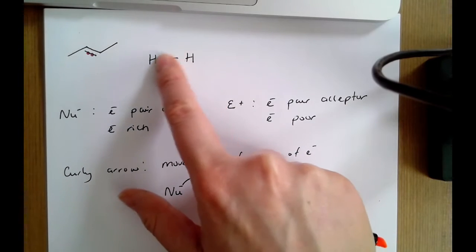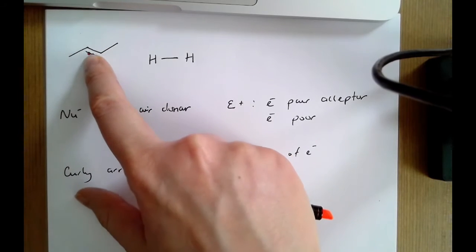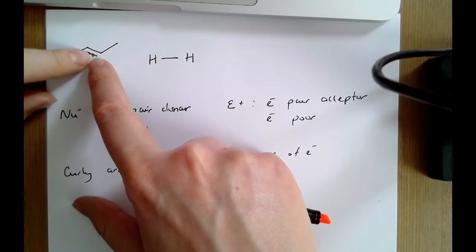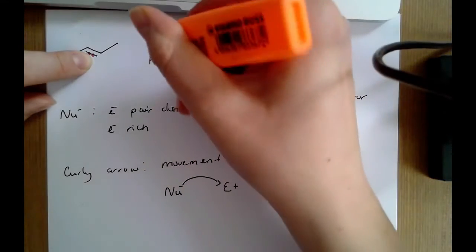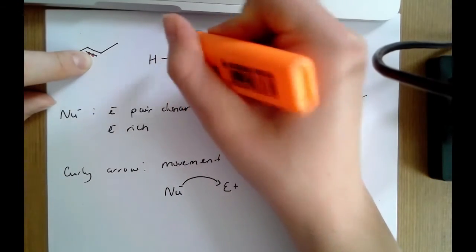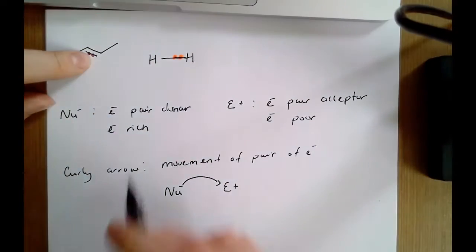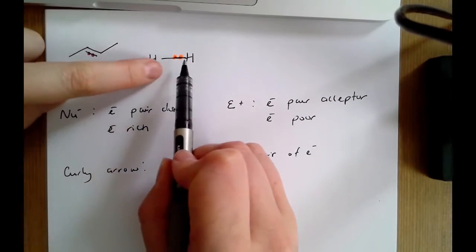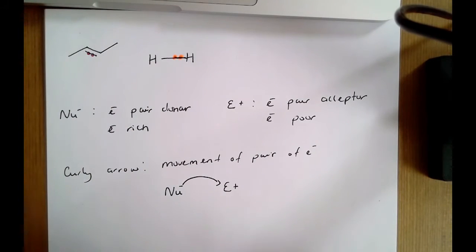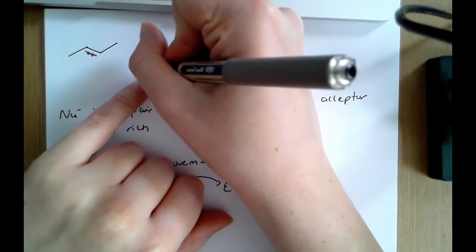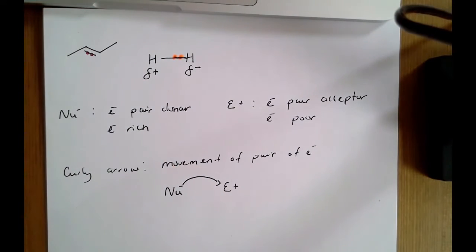When this molecule of H2 approaches the alkene, because the alkene itself is a nucleophile and is electron rich, the electrons in the alkene will repel the electrons in the hydrogen-hydrogen bond so that the electrons move away from the alkene to the other end of the molecule. So if the electrons were here and this H2 approached the alkene, the electrons would be repelled to the other end of the molecule, and that creates a dipole. So I can say that this hydrogen is delta positive and this hydrogen is delta negative.